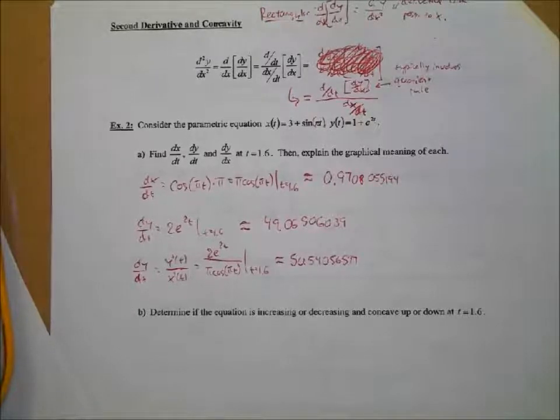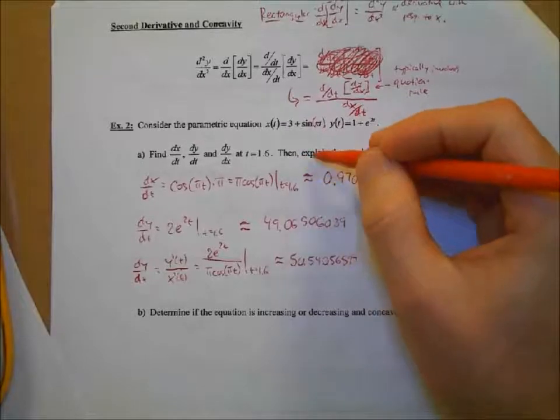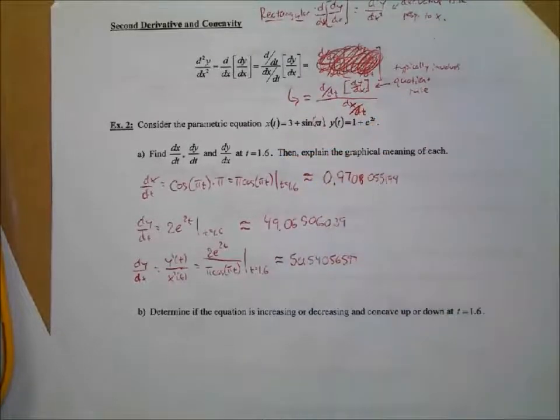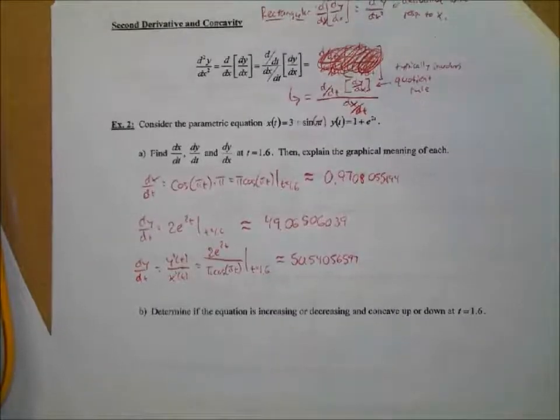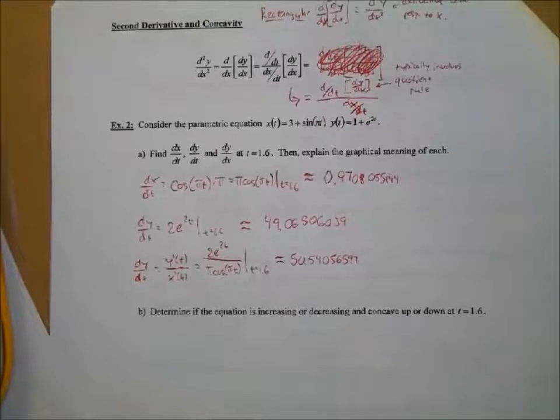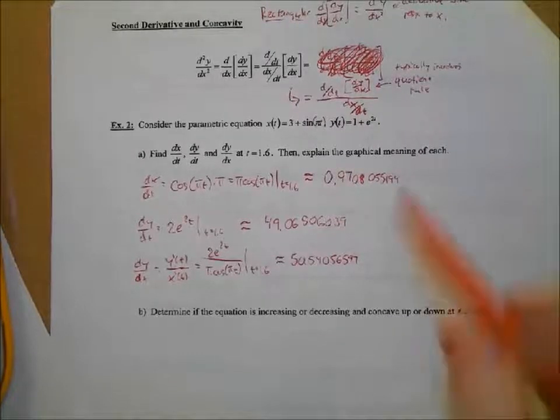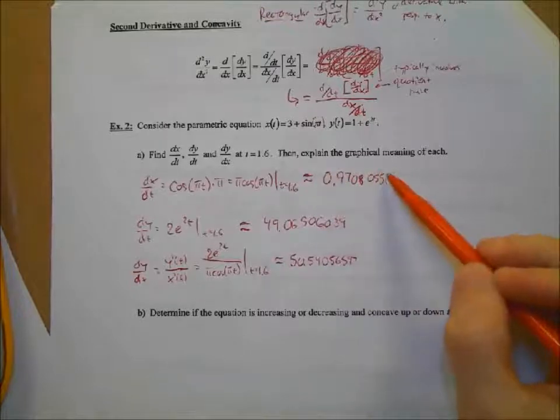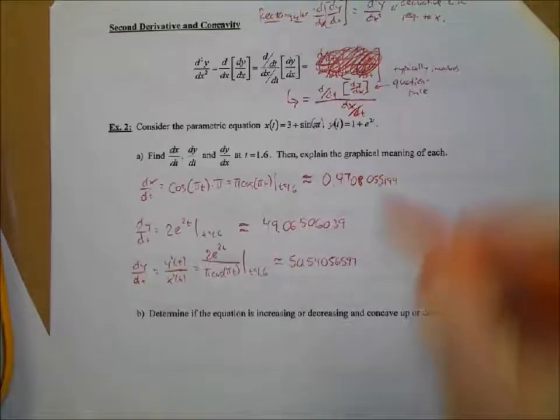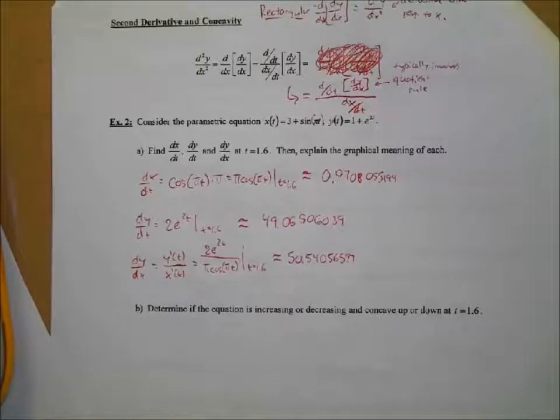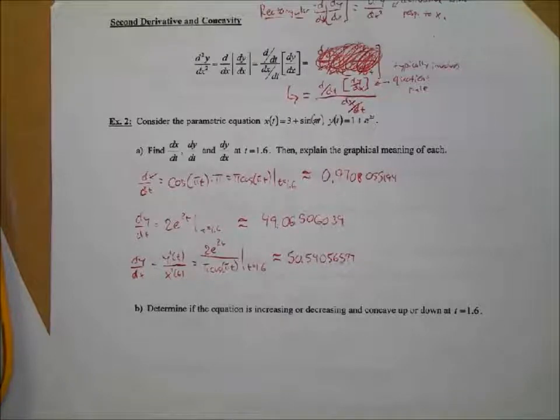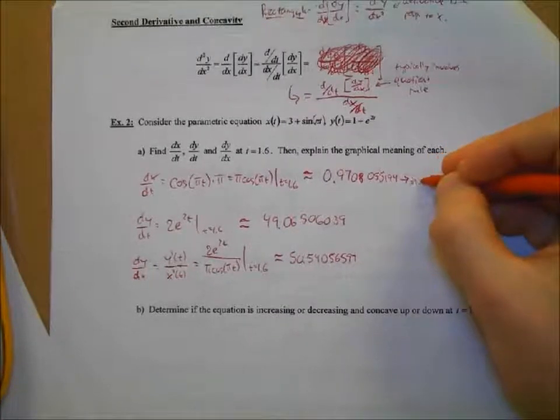Okay, and so our next task here, and this is not going to be super long, is to explain the graphical meaning of each. So, dx dt, that is a change in x over a change in time. This is a positive 0.9708055194. It's positive, and x is in charge of our left-right, how we're moving from left to right. So since this is a positive 0.9708, we can say that our object is doing what? Moving to the right, yeah.